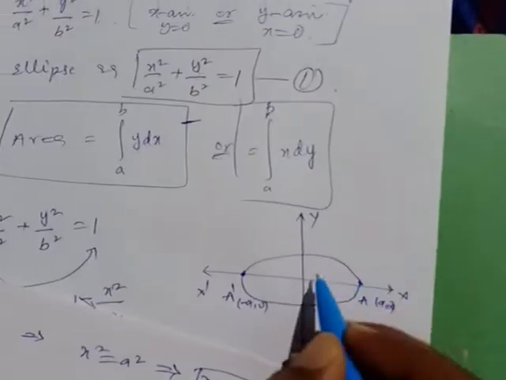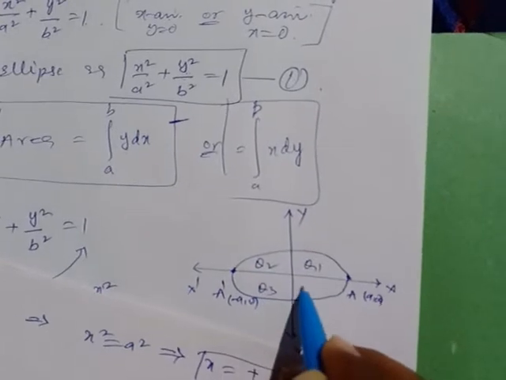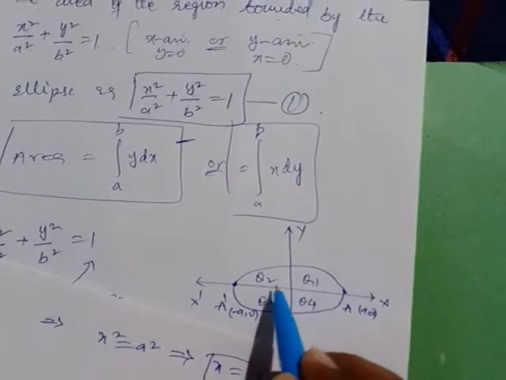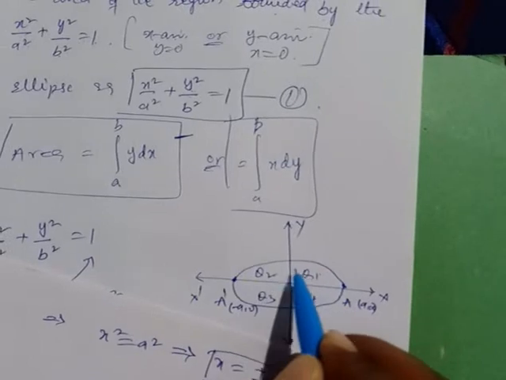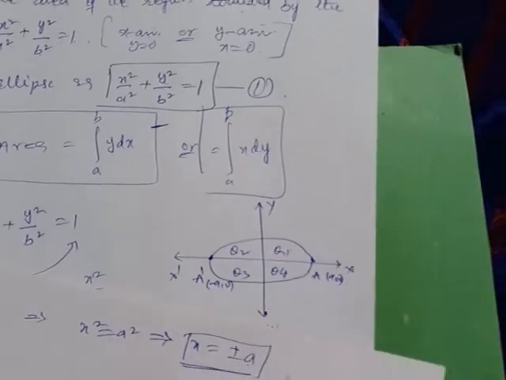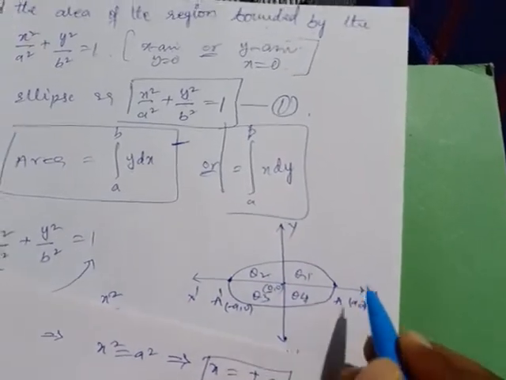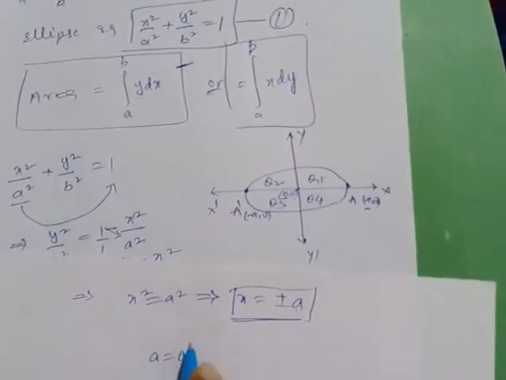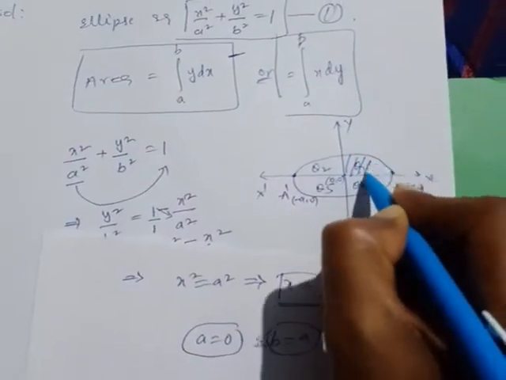See, this ellipse is in the first quadrant, second quadrant, third quadrant, and fourth quadrant. This ellipse occupies 4 quadrants. The 4 quadrants are equal, so we need to find only one quadrant and multiply by 4. This is the origin (0, 0). So the lower limit is 0, the upper limit is a. So a is equal to 0 and b is equal to a. Now we are finding only the first quadrant.